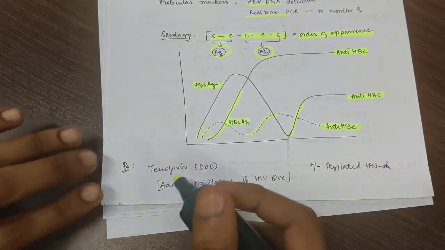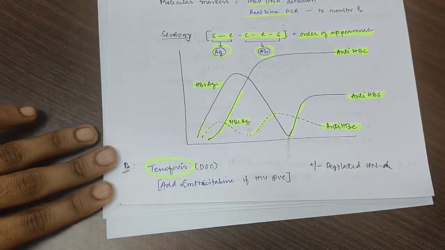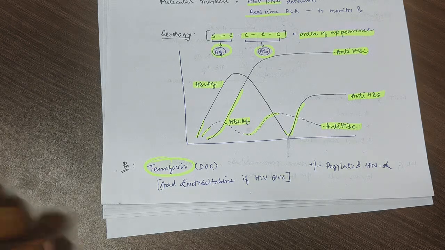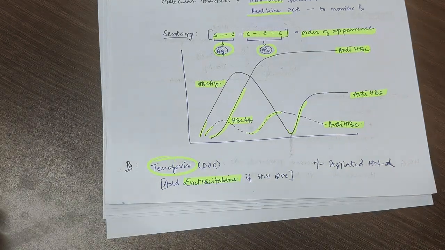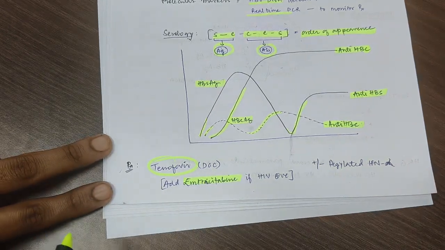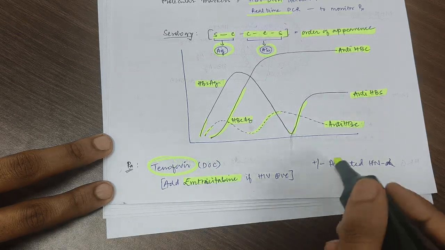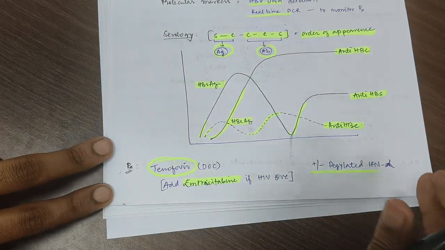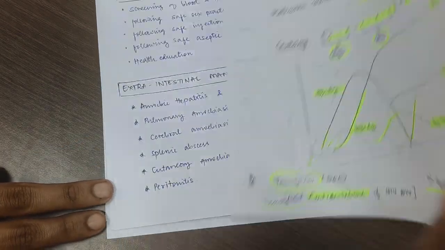Coming to the treatment, tenofovir is the drug of choice. You can add emtricitabine for HIV positive patients. Plus or minus pegylated interferon, which is not used nowadays because of the complications it has.